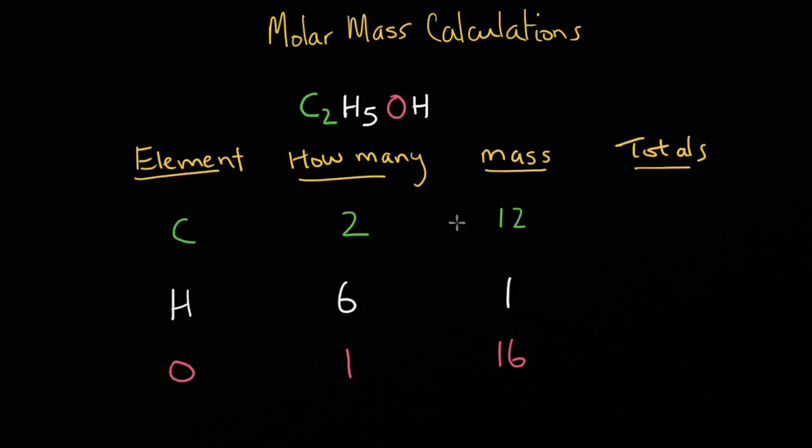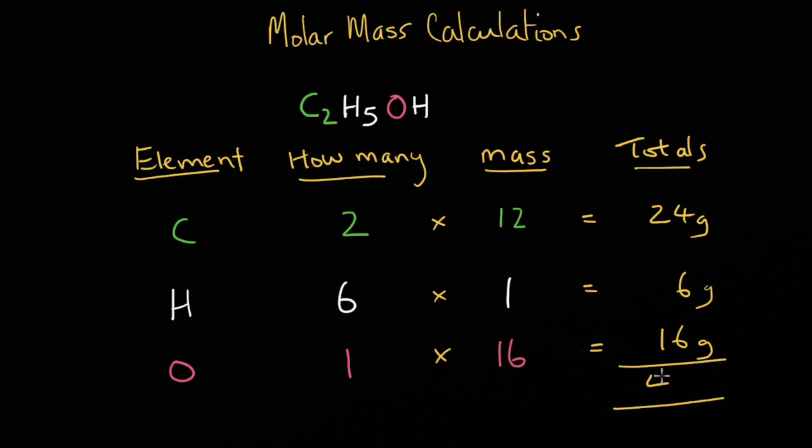Next step, we've got to multiply these values. So 2 times 12 gives us 24 grams. 6 times 1 gives us 6. And 1 times 16 gives us 16 grams. So if we total that, we get 46 grams, which is the molar mass of ethanol.